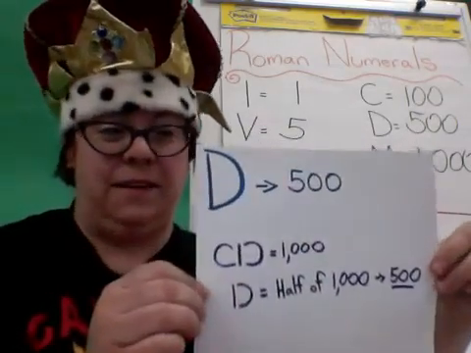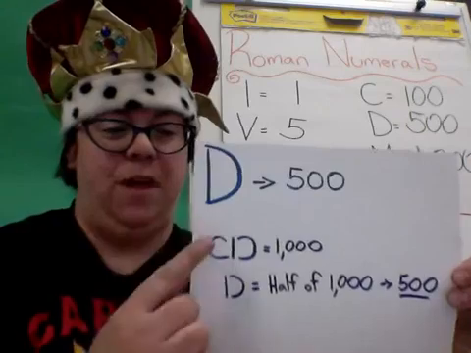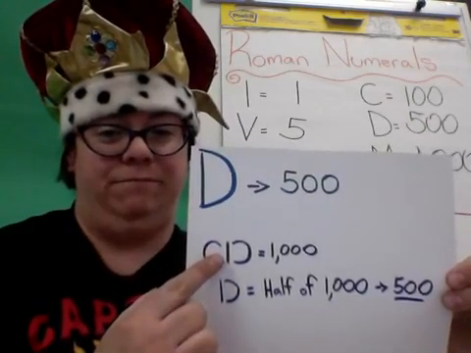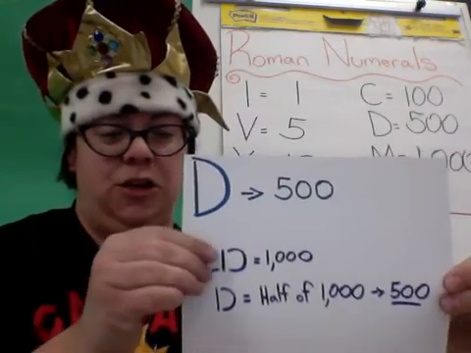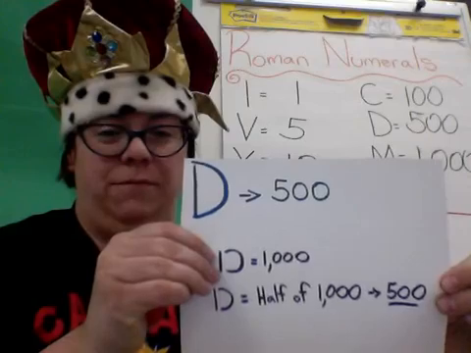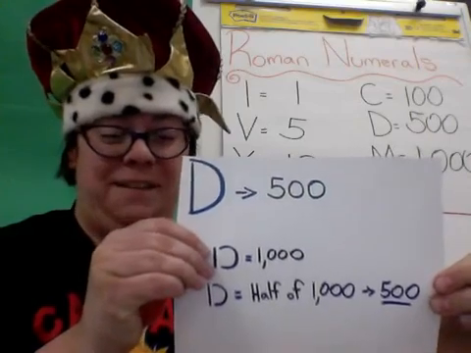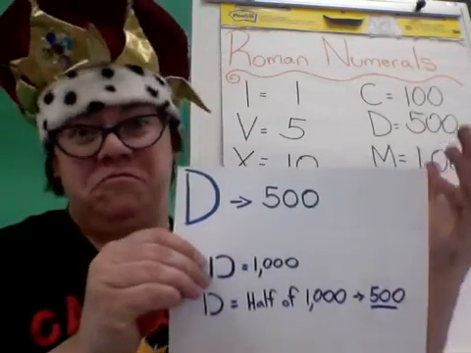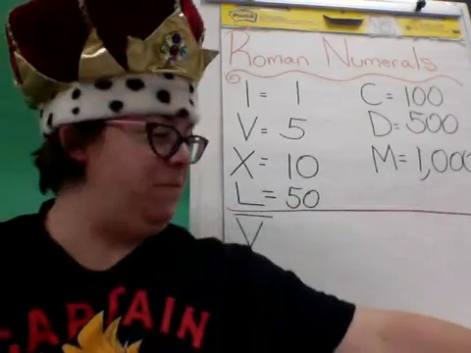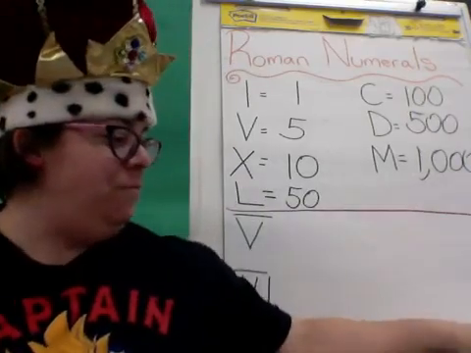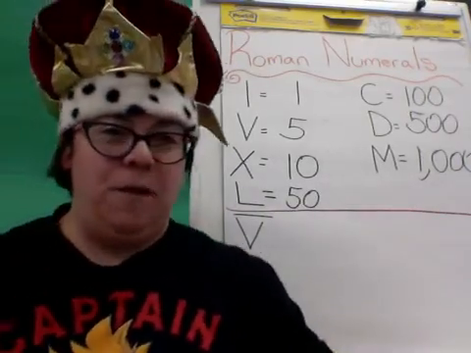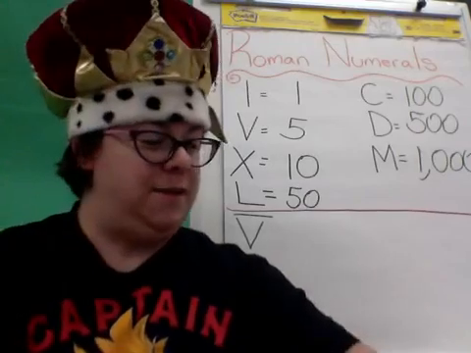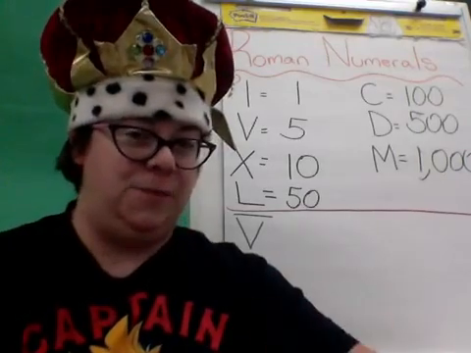Back to the D. D stands for 500. Well, if that was 1,000, they just took off half of it to make the D for 500. That one makes sense. Now, the Romans also utilized additive notation and subtractive notation.